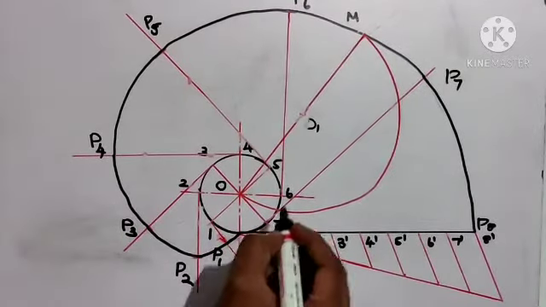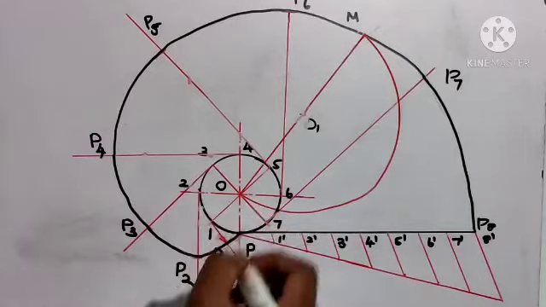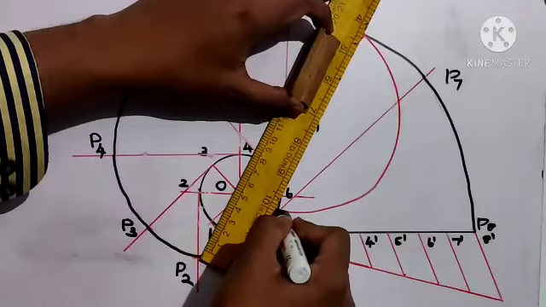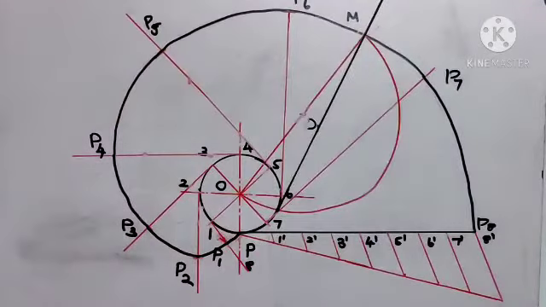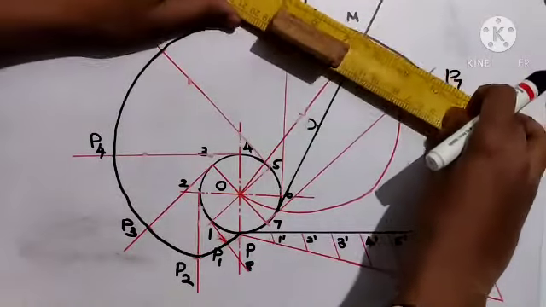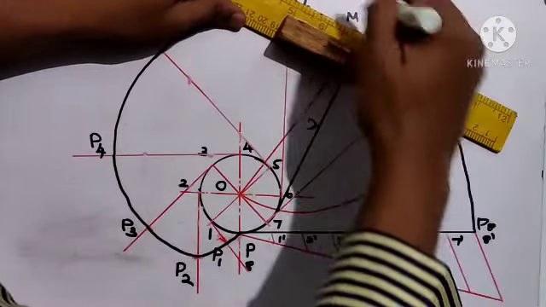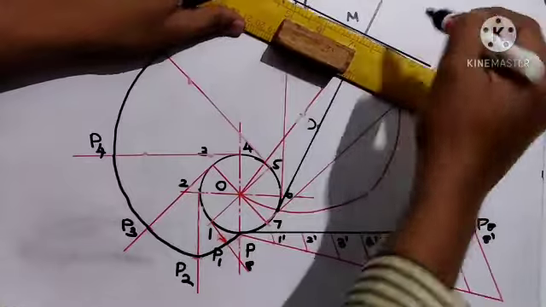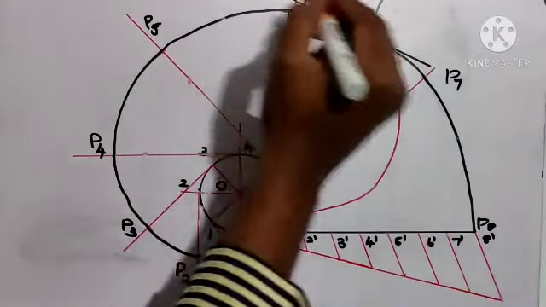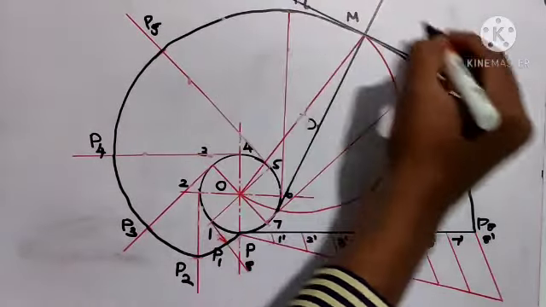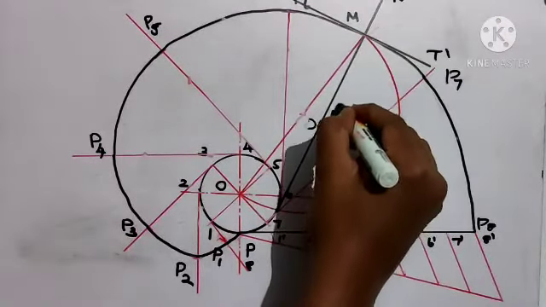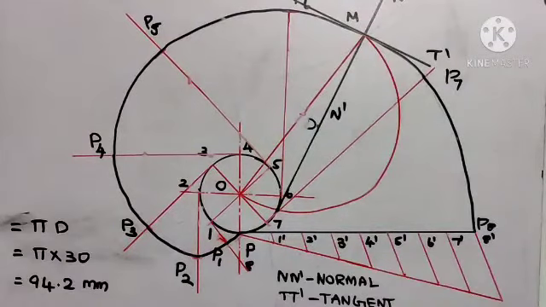From that point, you connect to M. That will be your normal, and if you draw a perpendicular to that, that will be your tangent. This will be T dash N dash. And on the left hand side, you need to show the calculations, something like this.